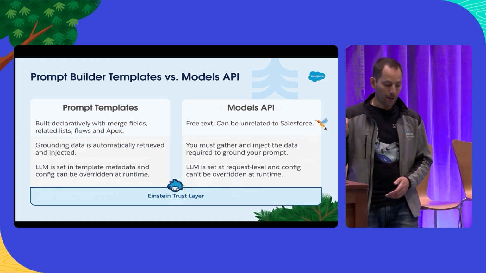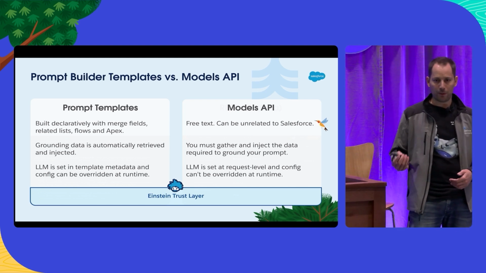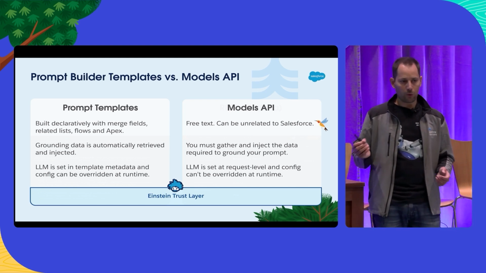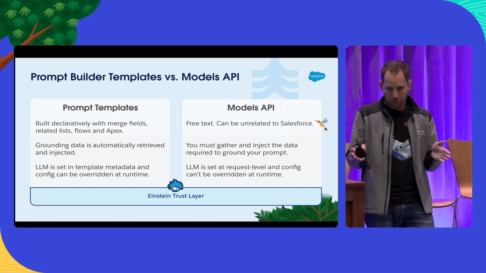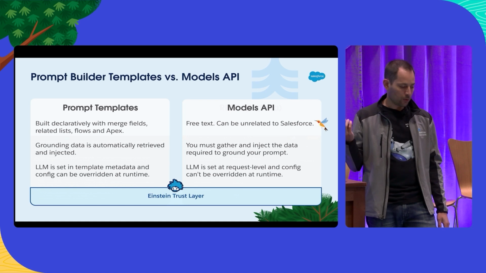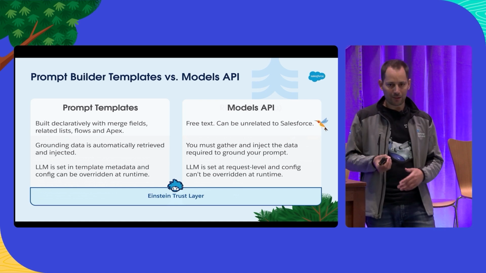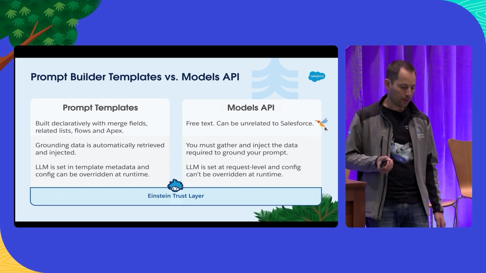If you go with the Models API, however, it's free text, so it's going to be your job to figure out what you want to inject that is dynamic within your prompt. Because you just have access to free text, it's your job to load the merge fields, to load the text, the records that you will be using for your prompt.